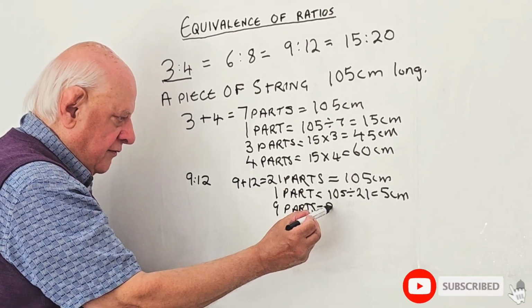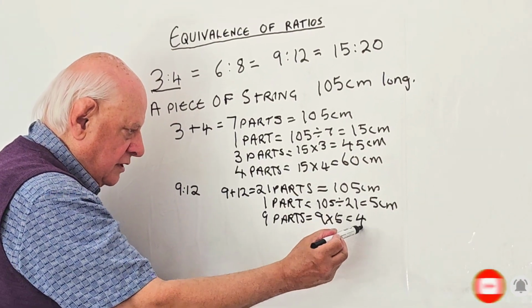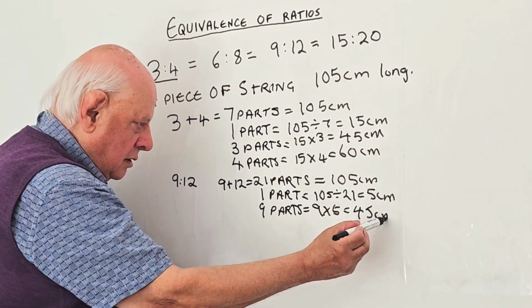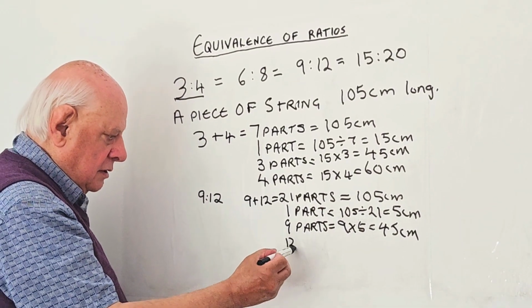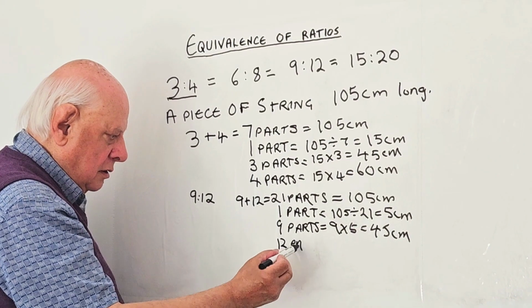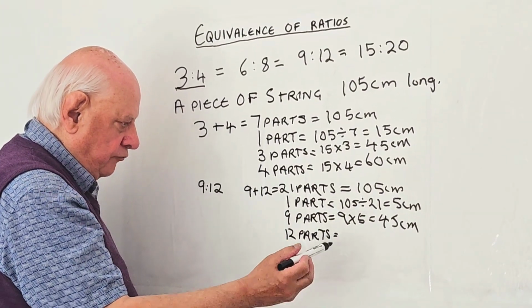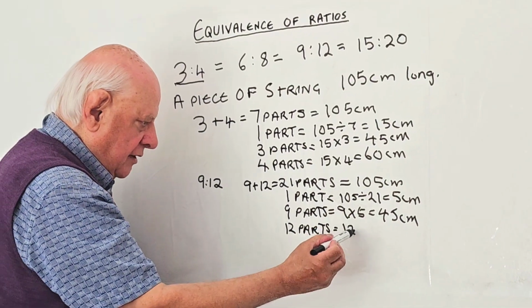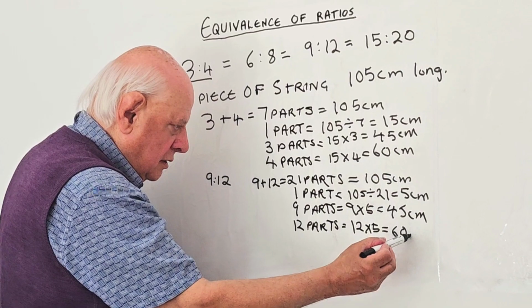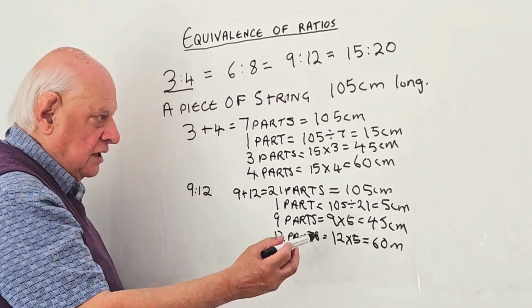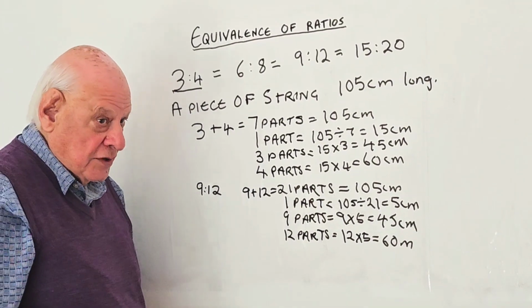is 9 times 5, which equals 45 centimeters, and finally 12 parts equals 12 times 5, which equals 60 centimeters, which I hope you can see, if you compare that with that, you get exactly the same result.